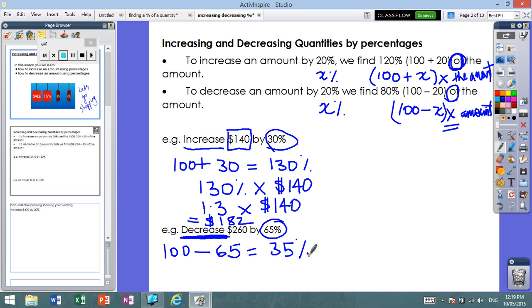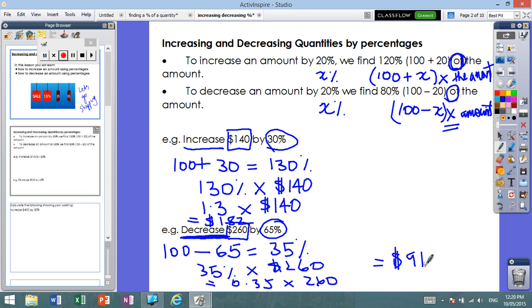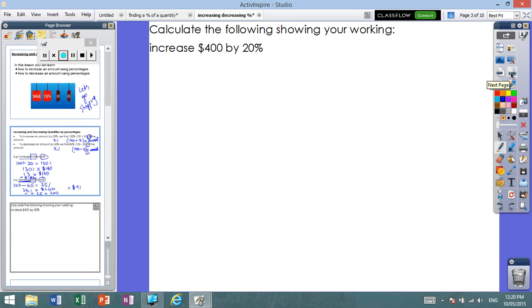So we need to find 35% of the amount, and the amount is $260. So we need to find 35% of, which is multiply, $260. Which equals 0.35 as a decimal times 260. I'll just put it over here, sorry about that, which will give us $91. Okay, so calculate the following, showing your working.